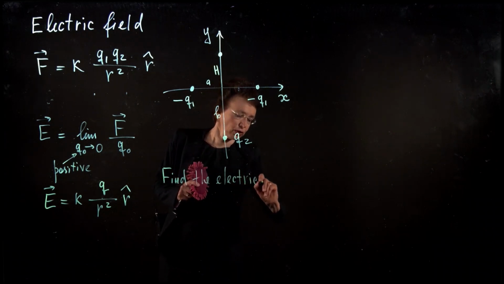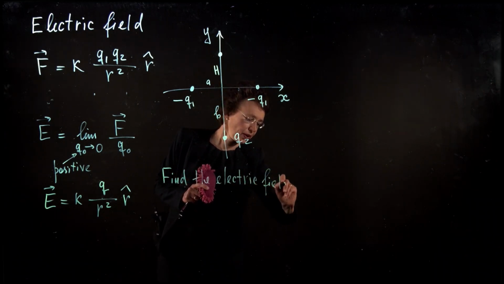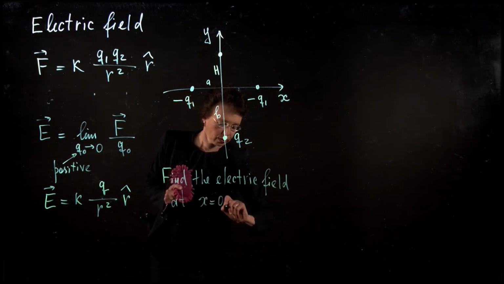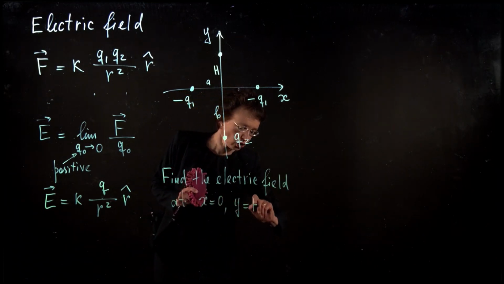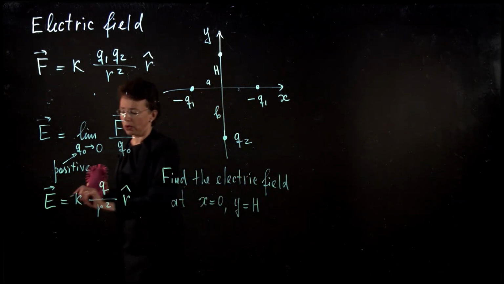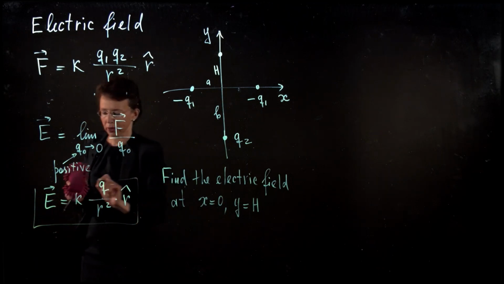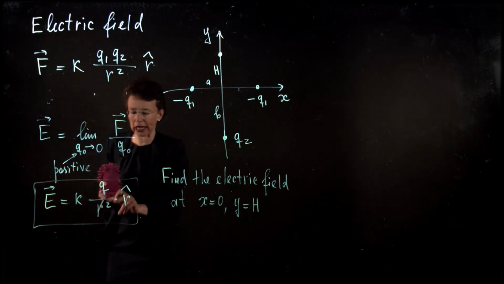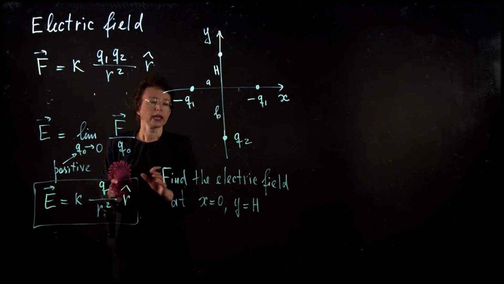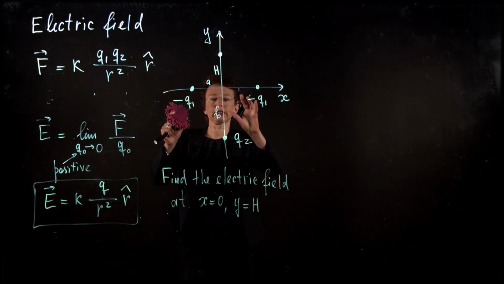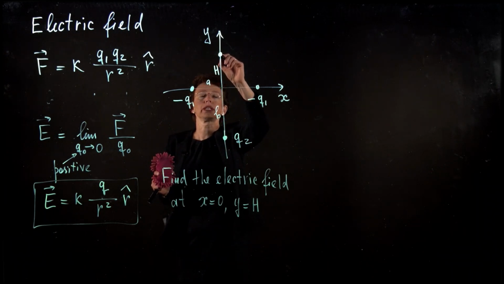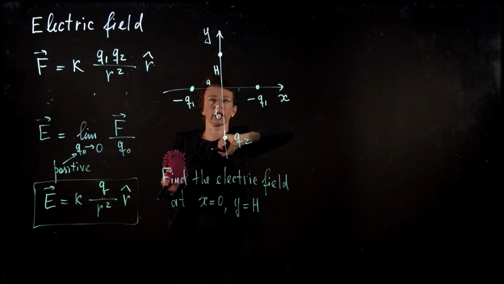The electric field at point x0, yh. Which formula we will use for that? We will use this formula. Electric field is coefficient kq over r squared, unit vector in radial direction. And we will draw an electric field created by all these charges at point y equal to h.